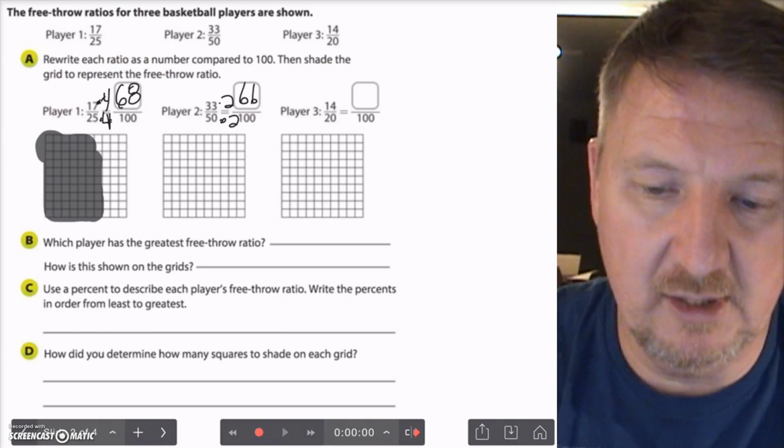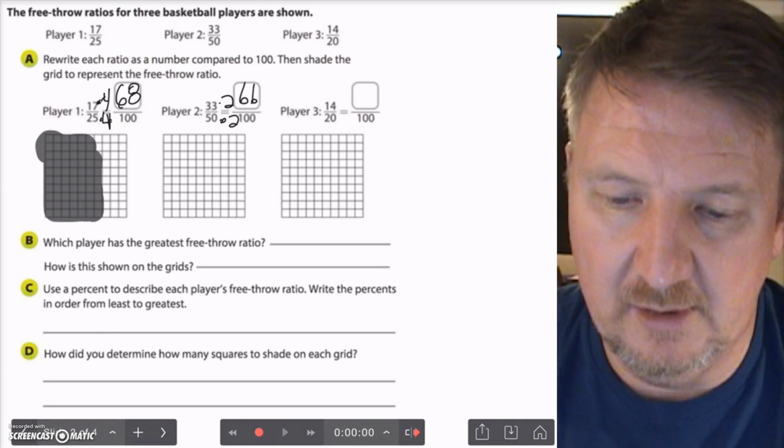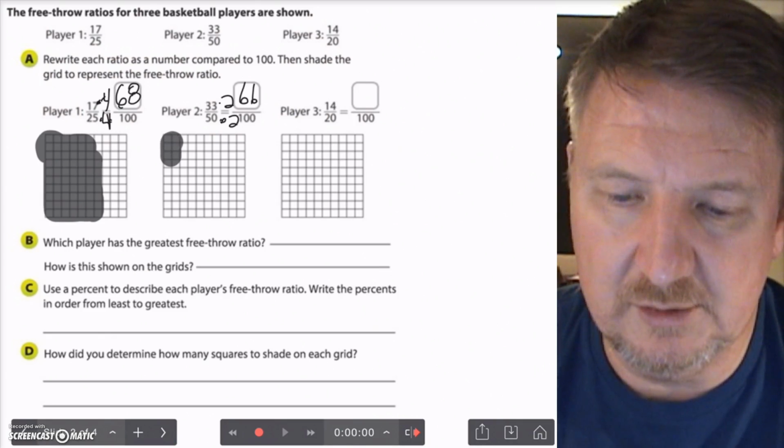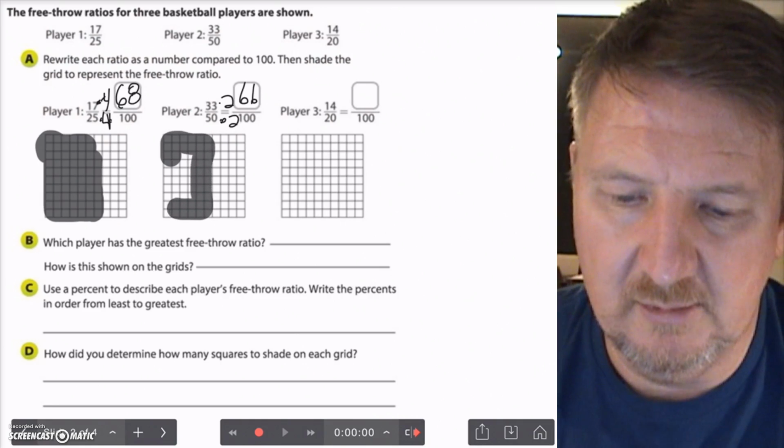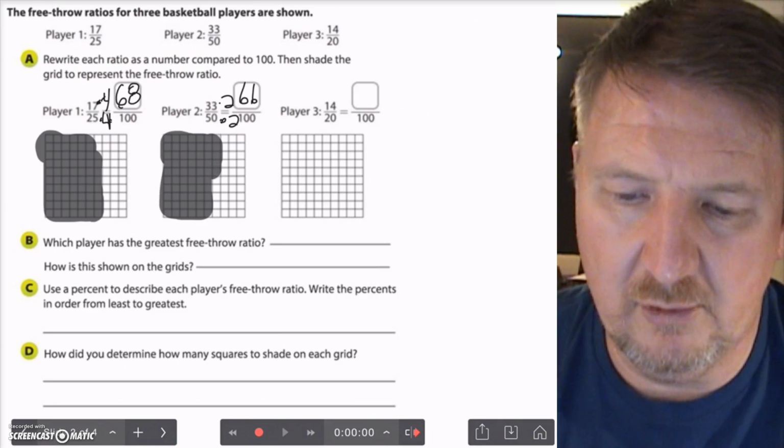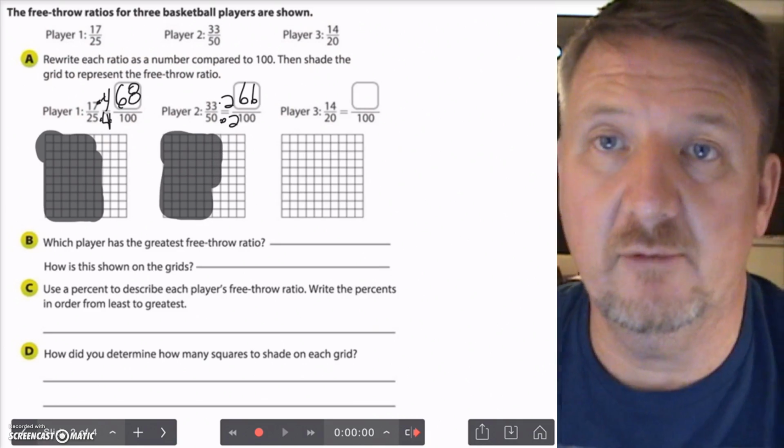Now I want to color in 66 squares in my grid. So I'm going to do the same thing. 1, 2, 3, 4, 5, 6. Let me fill all that in, and then we'll go with the 66. That's 2, 4, 6. Yeah, because I got 4 left.